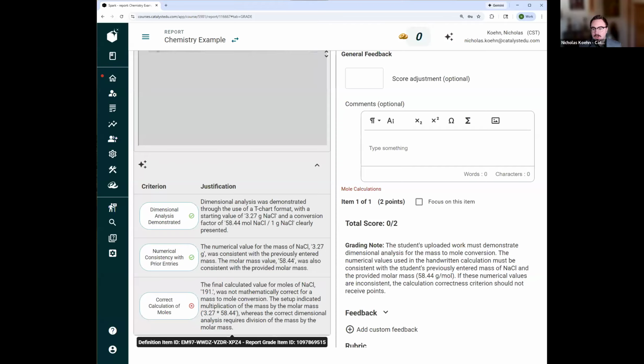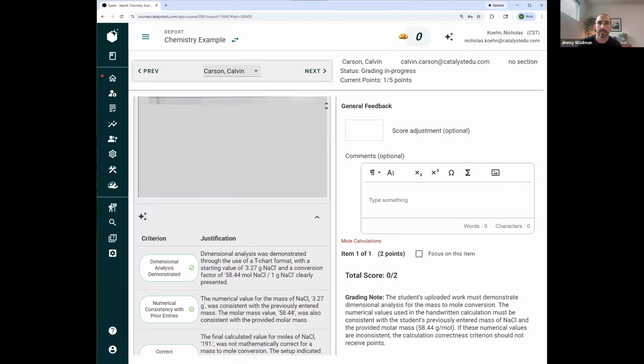Their numbers were consistent, again the 3.27 from up above, but they did it wrong. In this case, the AI is able to show that they indicated multiplication by the molar mass, whereas the correct step was dividing the mass by the molar mass. So it gives that level of intricate detail that a lot of students may need because they're kind of lost with the calculations, especially if this is a whole page assignment, 5, 6 calculations in a row. They may not completely understand where they went wrong.